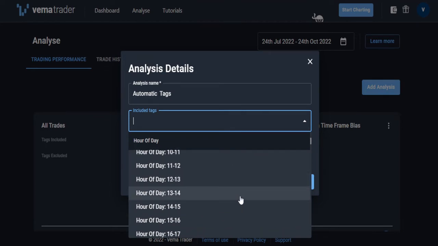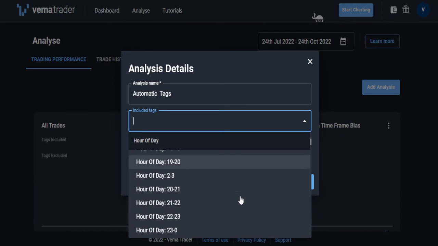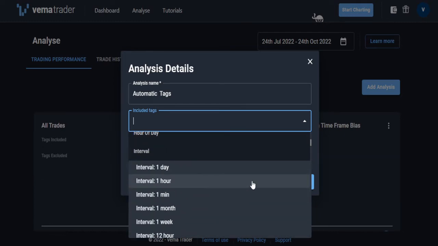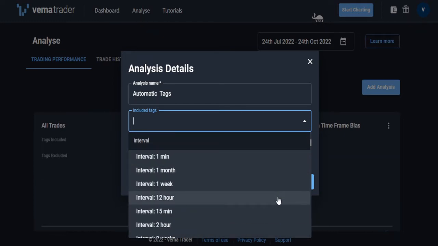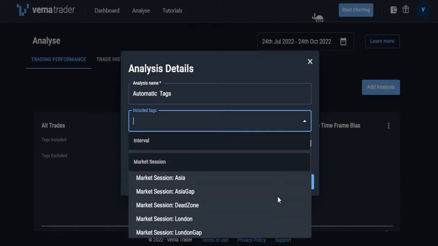Now, of course, there's different time zones. So this is a user settable default. You'll find it in your settings. You can set the time zone that you are in, and then VEMA will respond accordingly with these tags. The interval as well, the time frame that you take the trade on, automatically tagged for you.